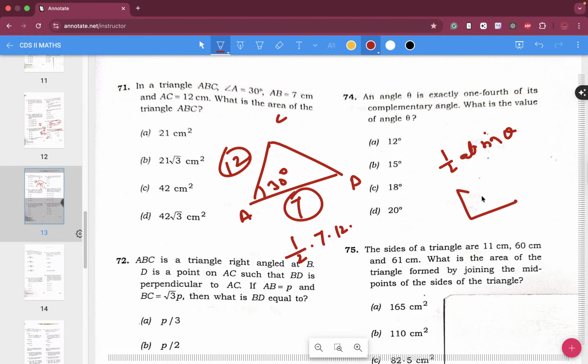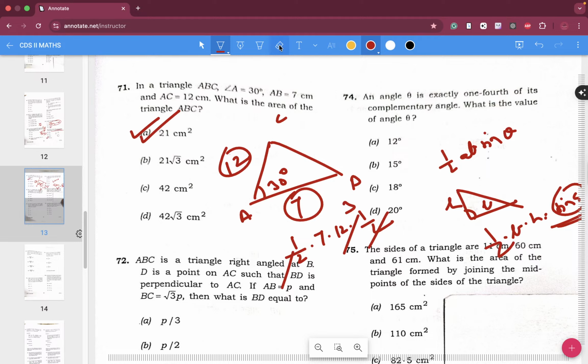When you have a triangle like this, how do you do it? Half into base into height, and you do know the value of sin 90 is 1, so you don't write half base into height, you simply use sin. So sin 30 value is 1 by 2. So 21 centimeters squared is your answer.